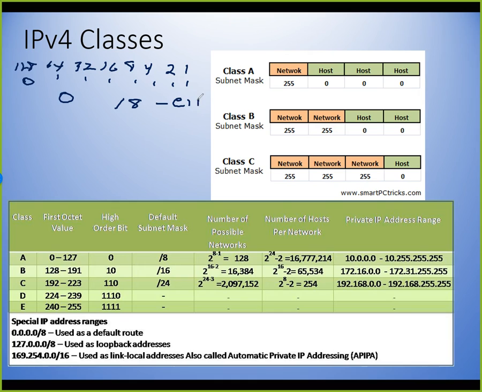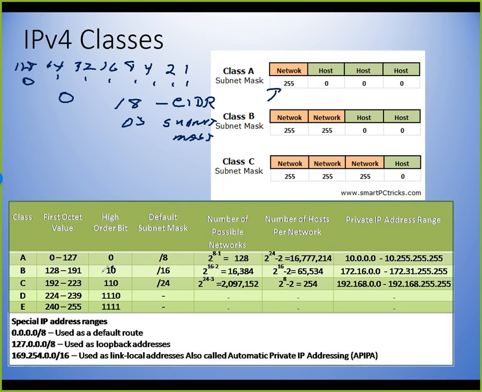The /8 is called CIDR notation, classless inter-domain routing. And that represents the number of ones in the subnet mask. So, a couple of things here. First octet, the class. The high order bits where we start.